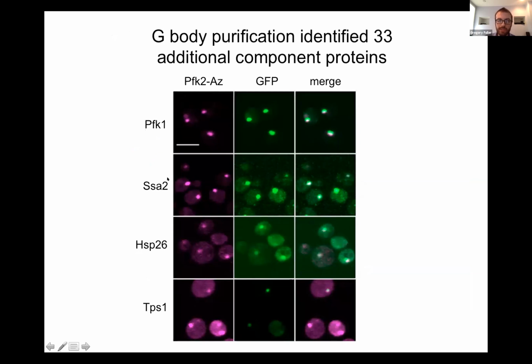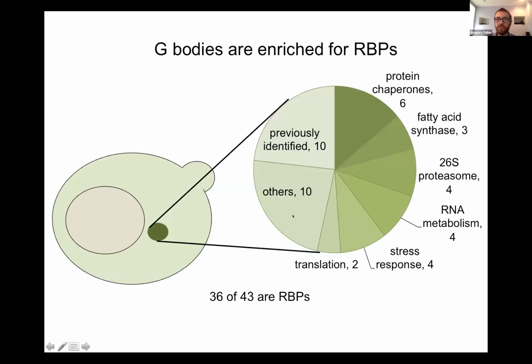And these are some examples of the co-localized proteins. So when we looked at the G-body proteome, we found proteins involved in a large number of cell processes, including protein chaperones, proteins from other metabolic pathways, and proteins from the proteasome. But the big unifying feature was that almost all of these proteins are non-canonical RNA binding proteins, raising the possibility that G-bodies are RNP granules.